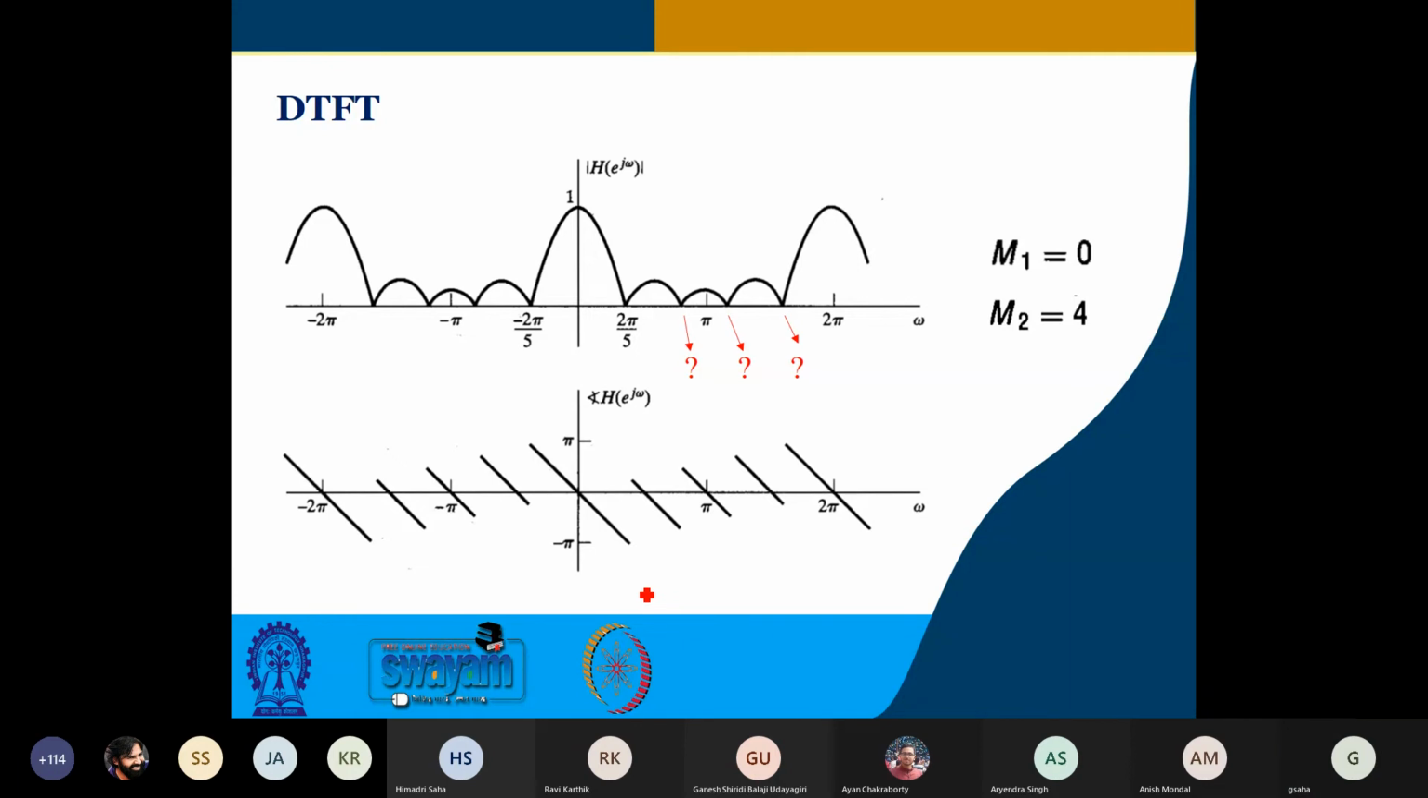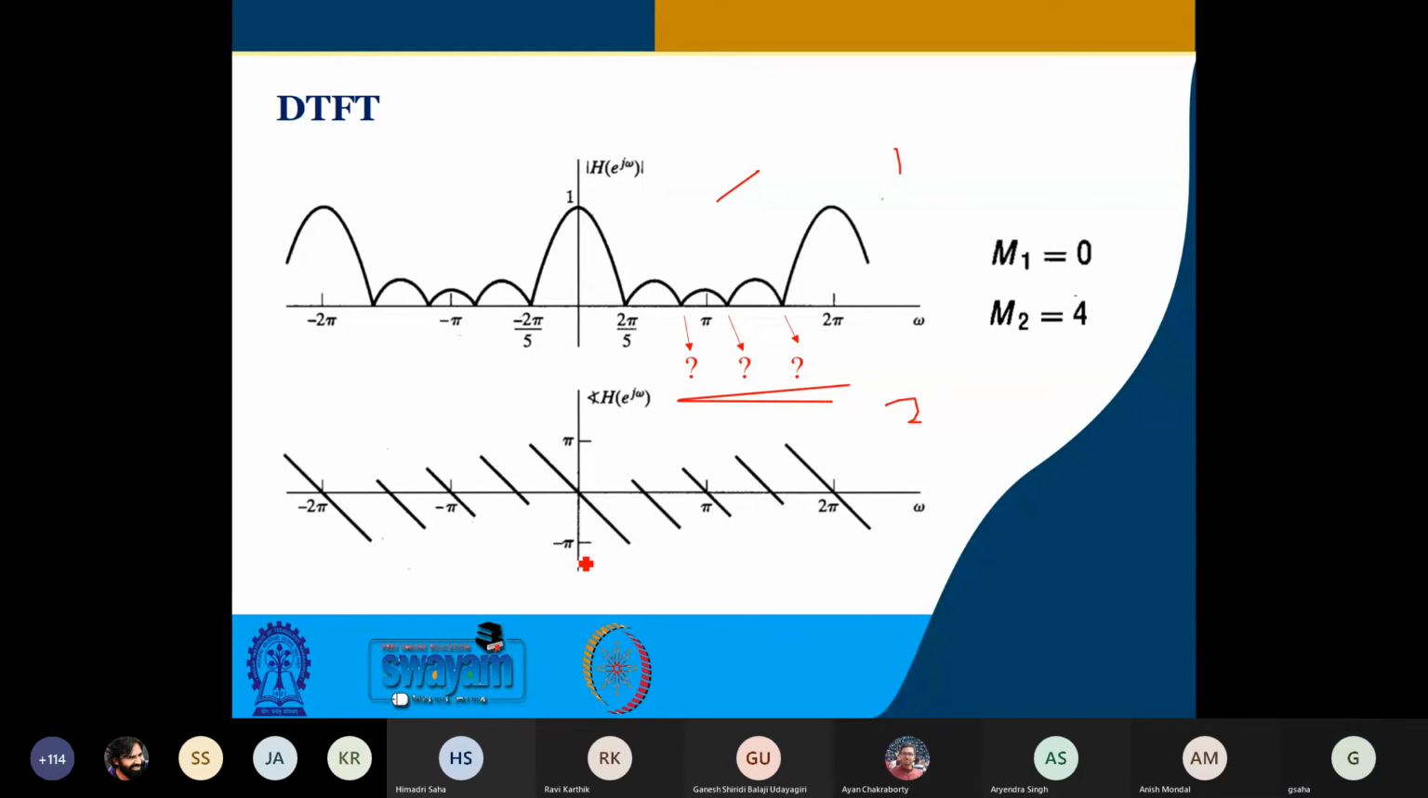Isn't the central one from minus 2 pi by 5 to 2 pi by 5, or is it from minus pi to pi? You're talking about this picture or this picture, 1 or 2? The below one. Below one, yes, please, here. Now go ahead. Is it from minus pi to pi, or is it from minus 2 pi by 5 to? Minus pi to pi.